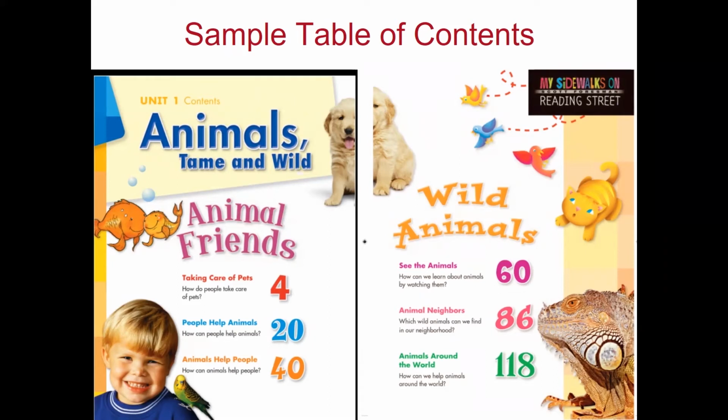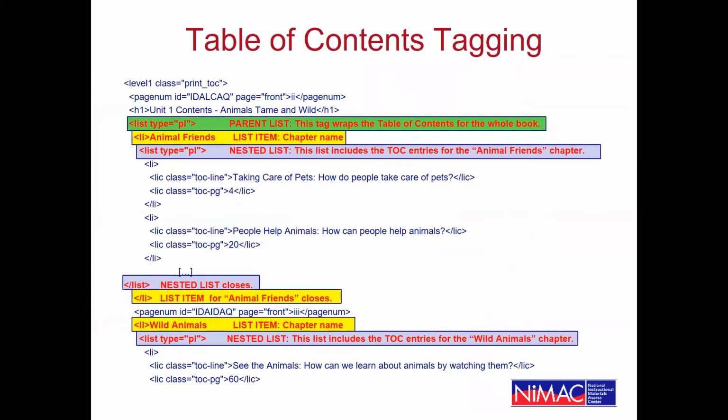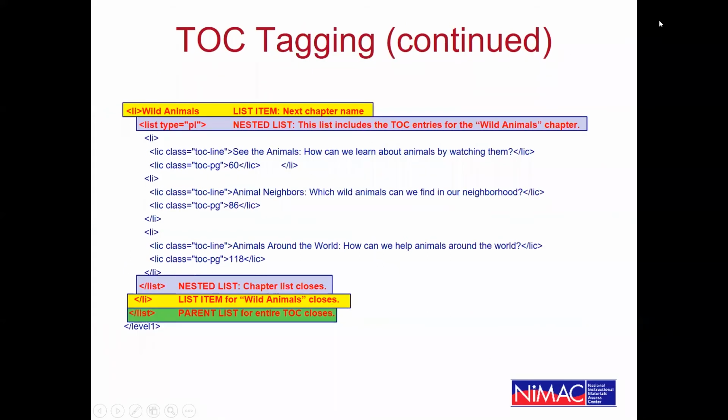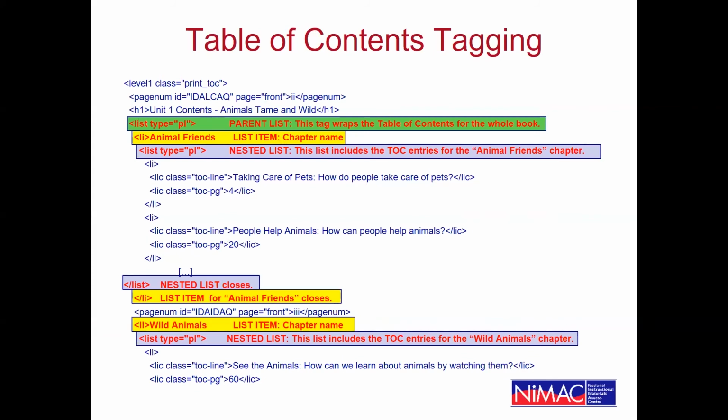structure. So what we're going to do now is actually look at what that table of contents tagging is going to look like. Let me go back. So this is the top of our table of contents tagging. And just to go down in order, one of the things that's always beautiful about XML is that it's very orderly. So we start out with our level 1 tag. That's a very common way to introduce a table of contents. Then we have a page number. We have our H1 heading for the table of contents. And then that's where the parent list that I was talking about begins. This is the list that's going to wrap that whole table of contents.